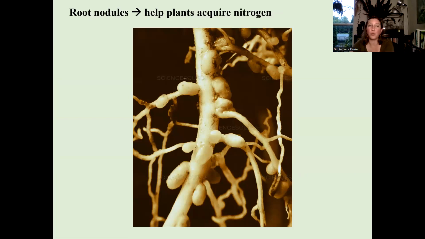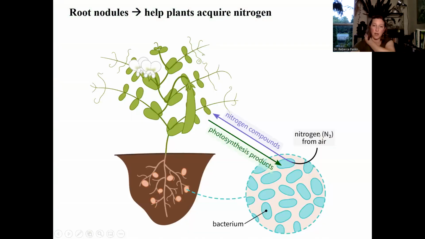Then there is something called root nodules, whose most famous example is with pea plants, like a green pea. So these little round things are root nodules. And what they do is they help the plant acquire nitrogen, because inside of those nodules will be bacteria that are able to take nitrogen from the air, which plants can't use. Plants can't grab nitrogen from the air. They have to use a different form of nitrogen.